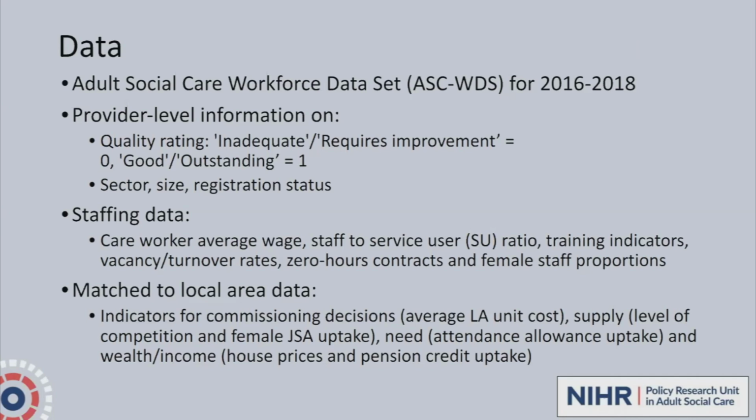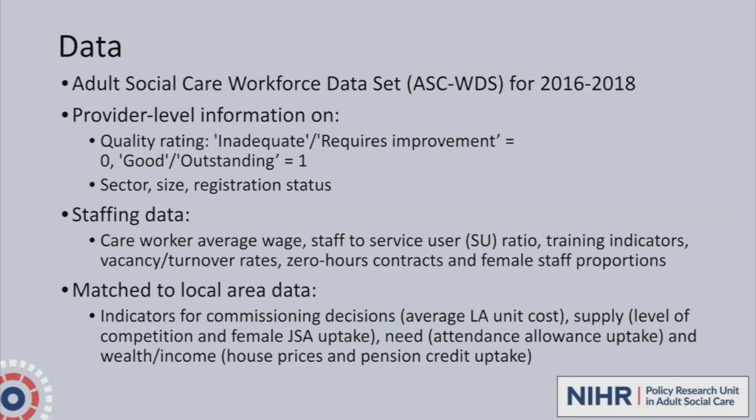Level information on their quality rating. So we put together the lower quality ratings of inadequate and requires improvement, and the higher quality ratings of good and outstanding to create a binary quality rating variable. That's simply because inadequate ratings and outstanding ratings are generally fewer and far between. So a very low percentage of providers will be rated as inadequate or outstanding.